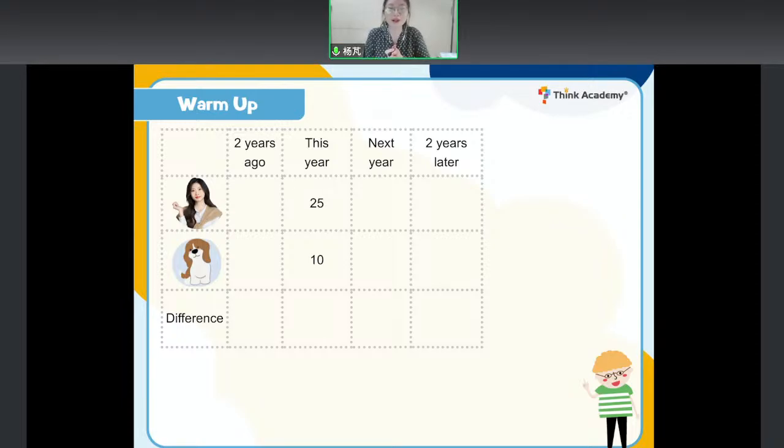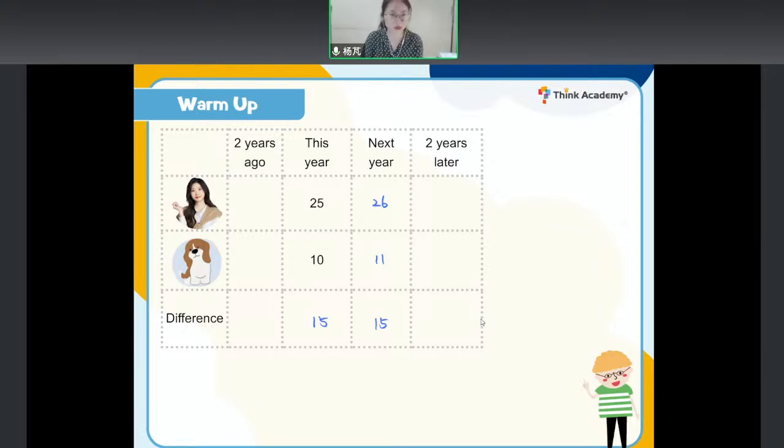Do you remember? If you have 2 persons, we can find out the difference between their ages. For example, this year I'm 25 years old, and my dog is 10 years old. So what is the difference between our ages this year? 25 minus 10 equals 15. Let's see what happens next year. Next year, I will be 26 years old, and my dog will be 11 years old. What is the difference between our ages next year? We will also find that it is 15.